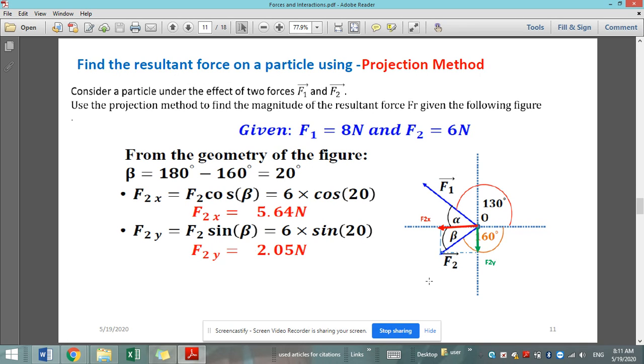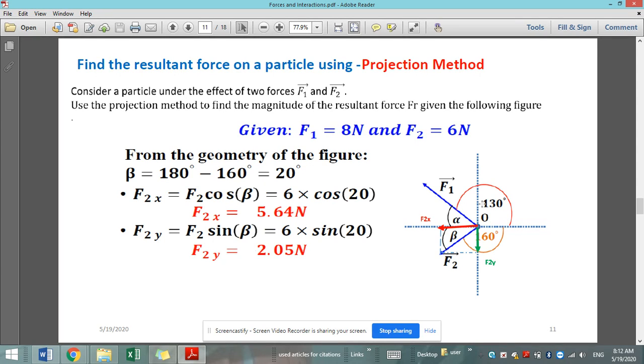Now find the resultant force on a particle using the projection method. Consider a particle under the effect of two forces, F1 and F2 vectors. Use the projection method to find the magnitude of the resultant force Fr given the following figure. So given that F1 equals 18 Newton and F2 is 16 Newton in magnitude, we are given that F1 vector forms an angle alpha with the x-axis and F2 vector forms an angle beta with the x-axis.